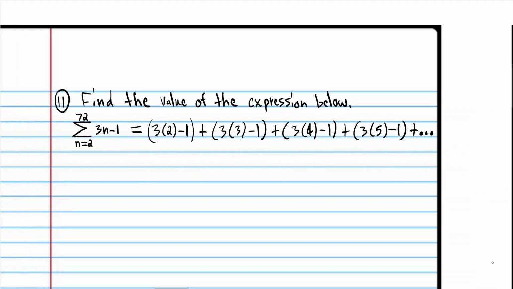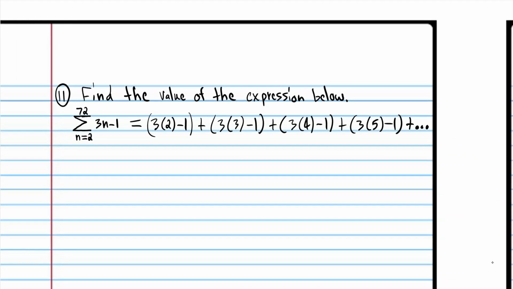And this sum just keeps going on and on. So now let's calculate. So we have 6 minus 1 is 5, 9 minus 1 is 8, 12 minus 1 is 11, 15 minus 1 is 14. So that is the sequence.